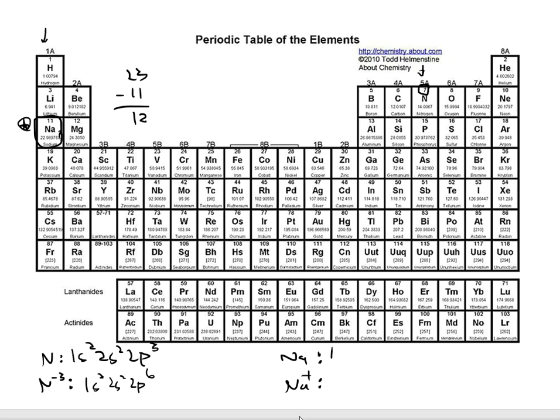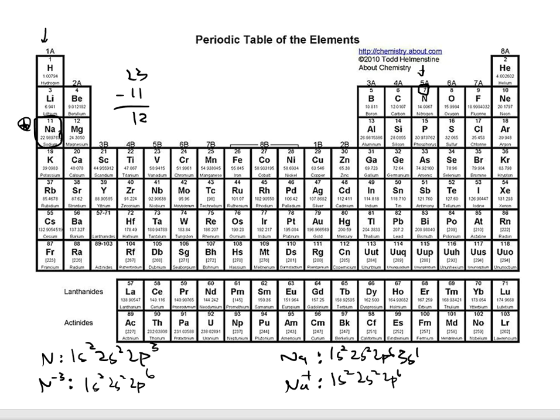Normal sodium: 1s2, 2s2, 2p6, 3s1. Sodium plus, well, it received the plus because it lost an electron. If it loses an electron, then I take that outside electron and get rid of it. There's nothing there. This is 3s1. That 3s1 disappears. Poof! Away it goes.